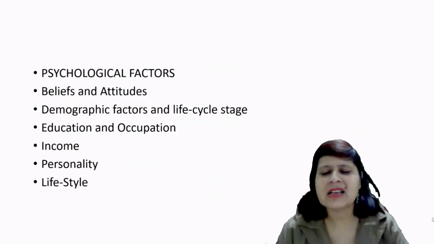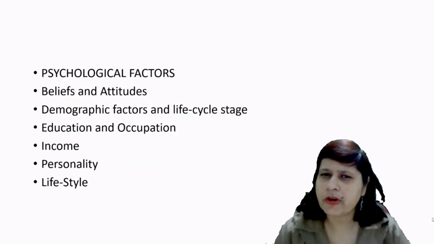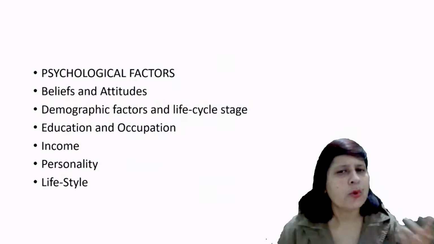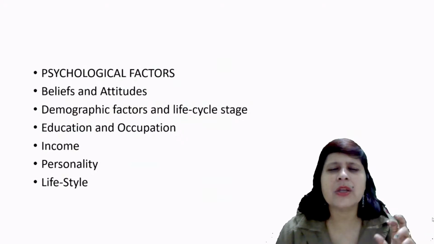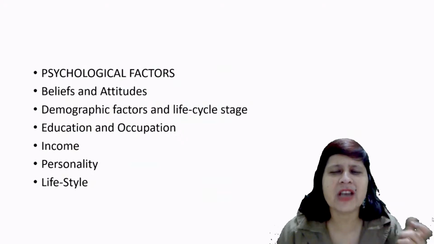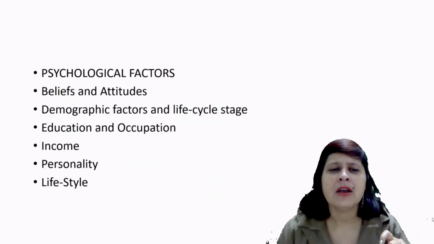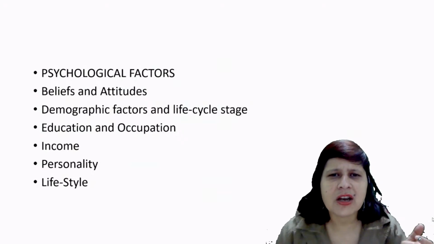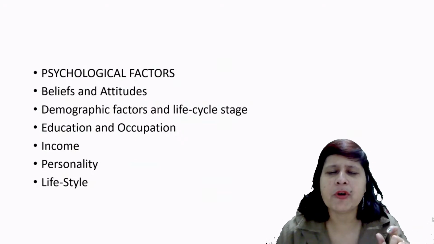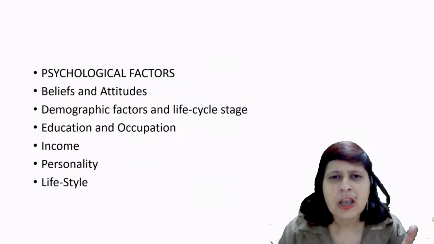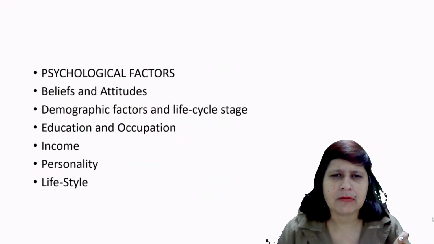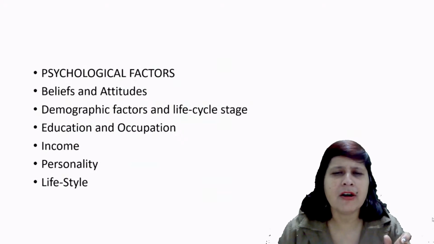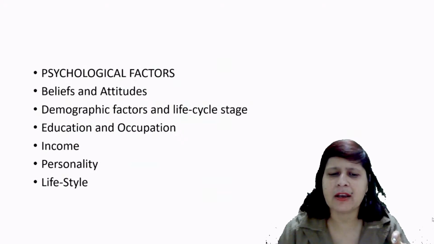Demographic factors and life cycle stages play an important role. We discussed the demographic factors in our last lecture in detail, where there are various demographic factors like age, income, gender, occupation, right? Then region, religion, all these are the demographic factors which play an important role in consumer behavior or buying decision making, right?